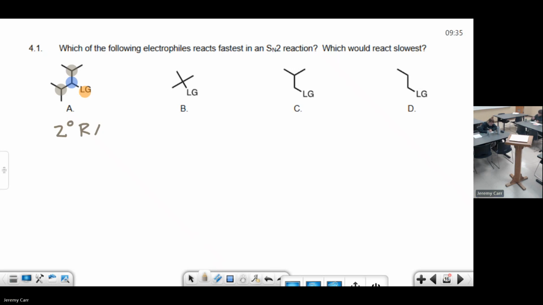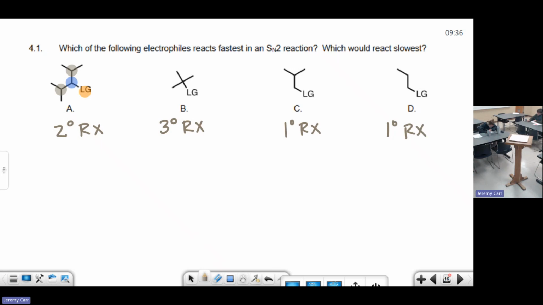Go to the next one. All right, so B, how would we classify that electrophile? This is tertiary, okay? Okay, C, primary, excellent. And then finally, D, also primary. Okay, cool. All right, there's a little puzzle to understand here.